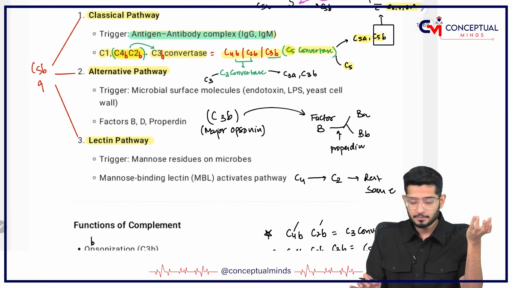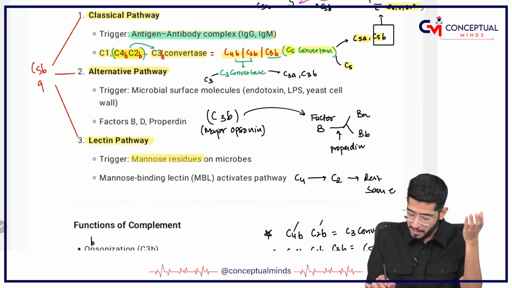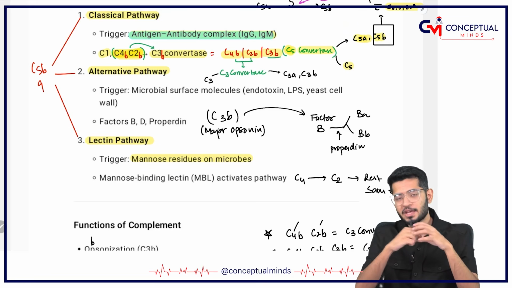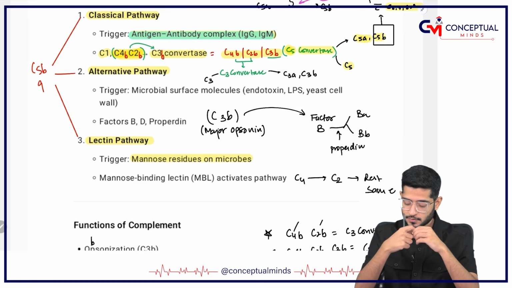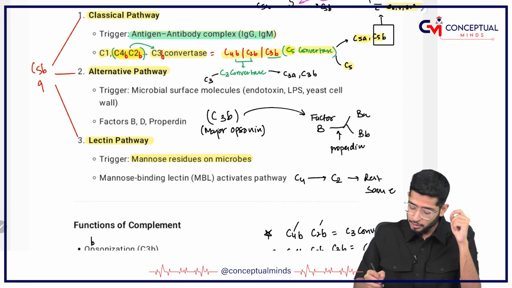Similarly, the trigger for activation of the lectin pathway is mannose residues on the microbes. Whenever microbes come, they have some residues, which are called mannose residues, and these residues are going to convert C4 into C2.